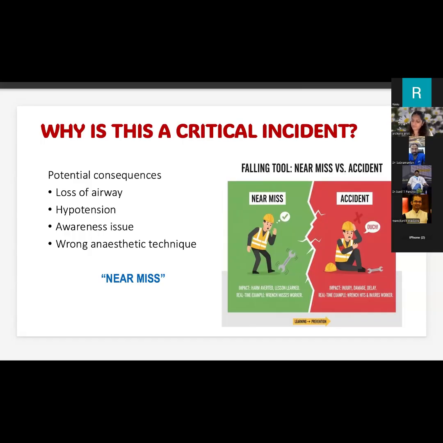Fortunately, this patient suffered no harm. So we classify this as a near miss, but the potential consequence of this could have been very significant: the unexpected loss of consciousness, airway compromise, hypotension, aspiration risk, or even delay in surgery.